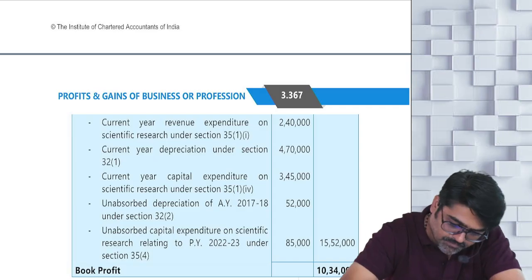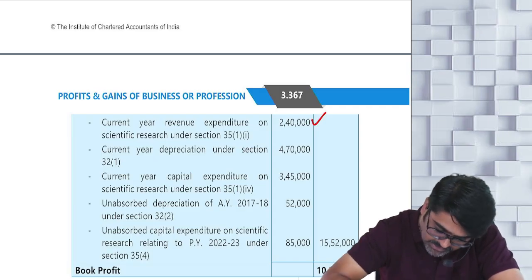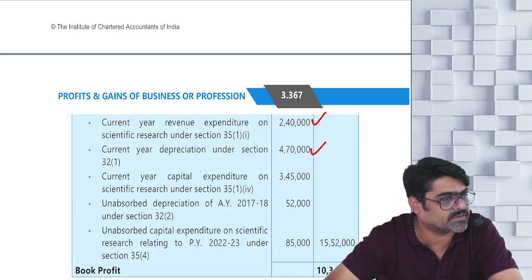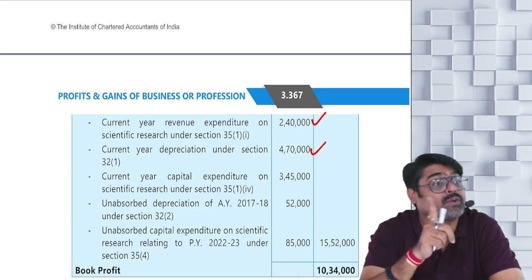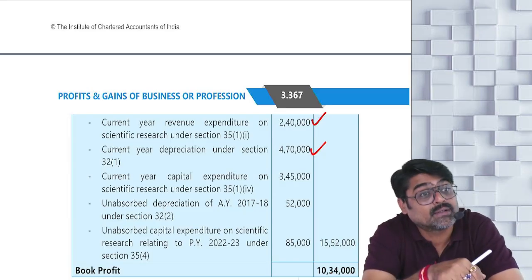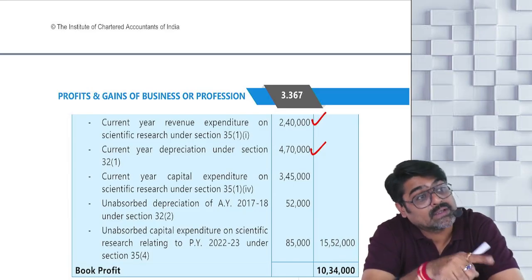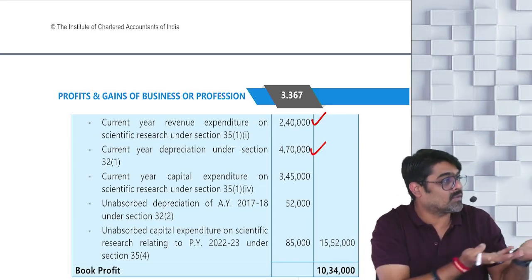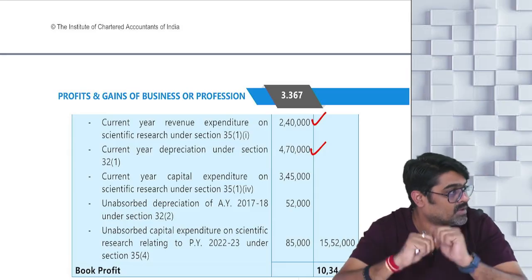I have put a tick mark on this first, this 2 lakh 40. And what was the depreciation? Current year depreciation, 4 lakh 70. Yes or no? That also I am going to reduce. And 2 lakh 40,000 current year capital expenditure on scientific research, because that has to be taken as a deduction while calculating my current year's book profits.